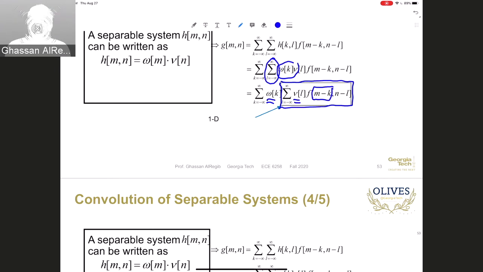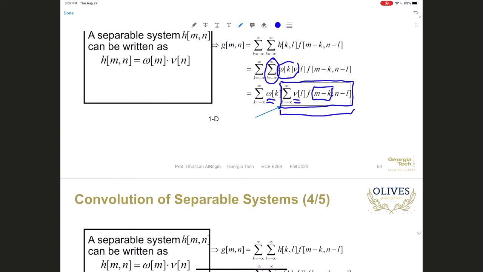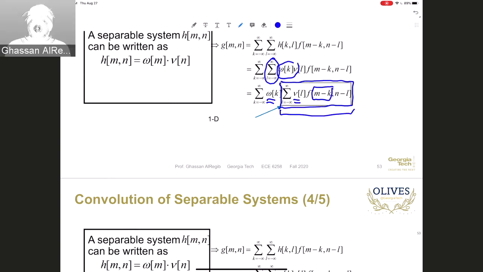So this index in here doesn't really play any role within this term. It is as if I have a one-dimensional convolution in the N direction, right? This is the same as if I'm writing the sum over L, V of L, and then F of N minus L. M minus K doesn't really make a difference for us. What does this mean? I'm taking every single column in our signal F.